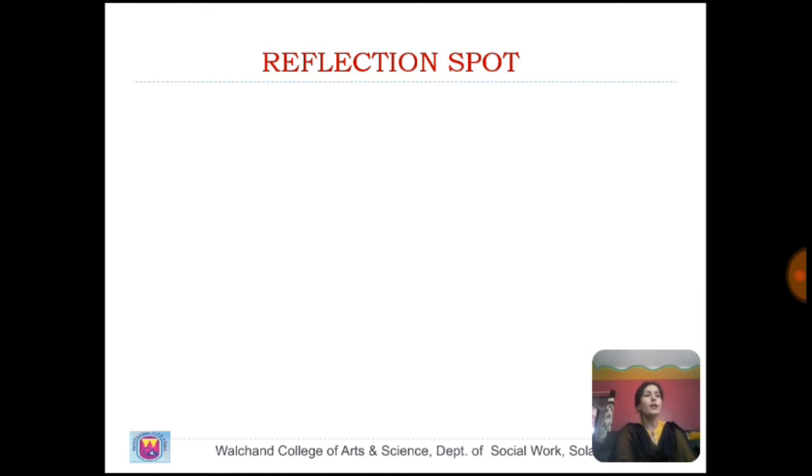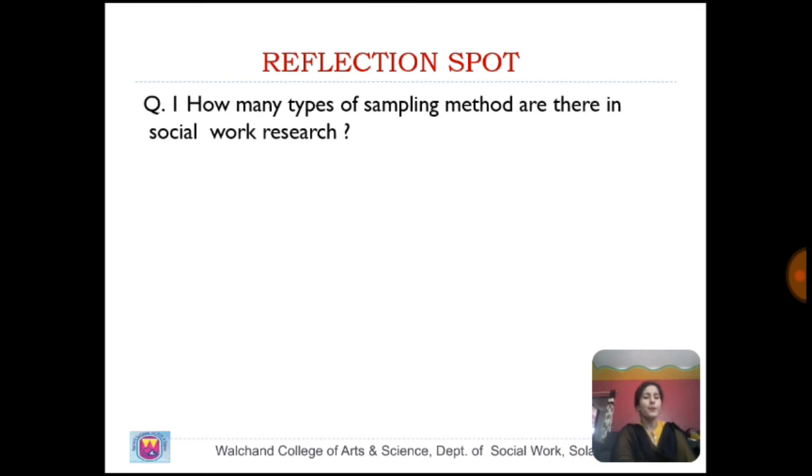Now let us see how much we have understood so far by giving appropriate answers to the following MCQ. The question is, how many types of sampling method are there in social work research? And the options are 2, 4, 3, can't say. You have to choose any one answer out of these 4 alternatives, the most appropriate answer.